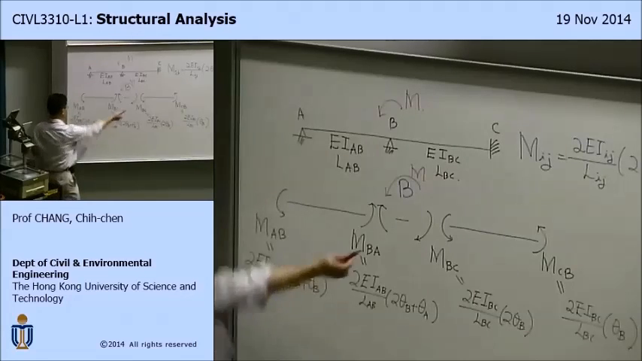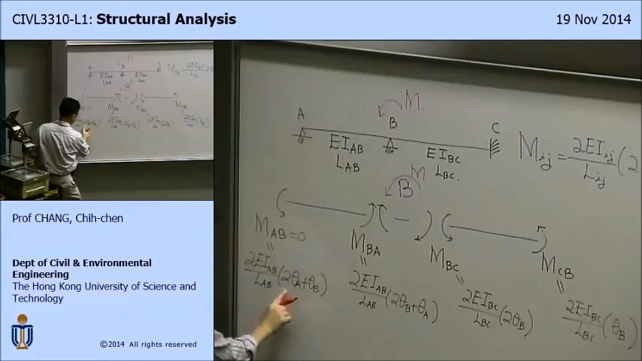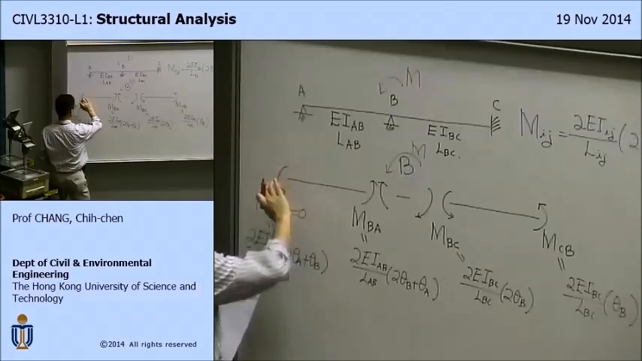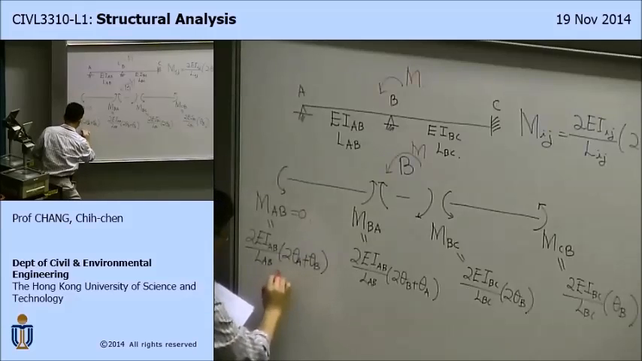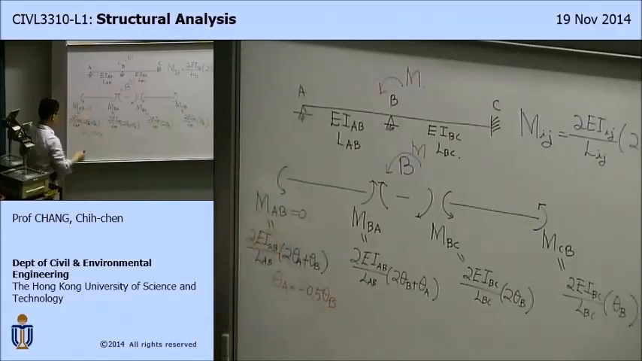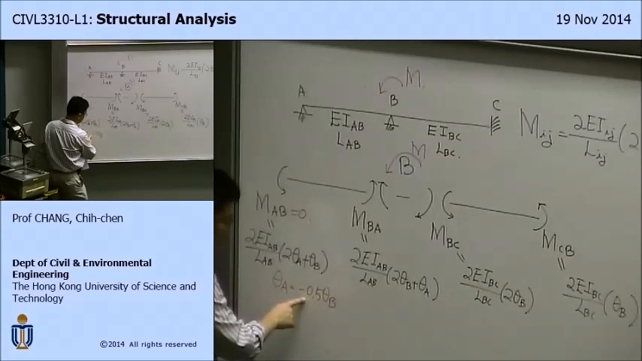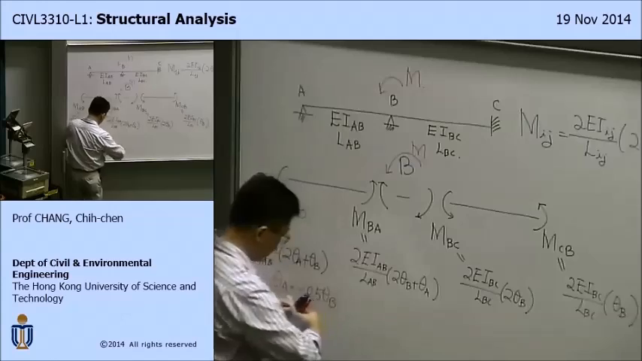OK, ready? Let's go. This is moment free, so this is supposed to be equal to 0. It tells you that theta A and theta B are related. We have derived this equation before. If you have a moment-free end, you can utilize it to eliminate the rotation angle at A. So theta A is equal to minus 0.5 theta B, because it's moment-free. You substitute theta A in here. So this is minus 0.5 theta B. So this becomes 1.5 theta B times 2. So it becomes 3 EI.